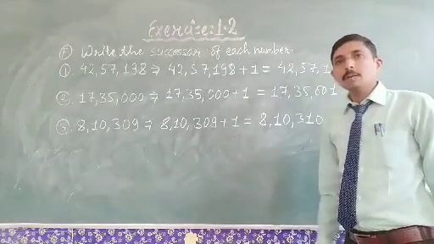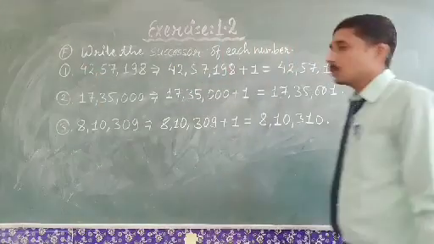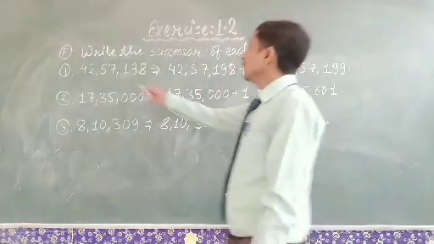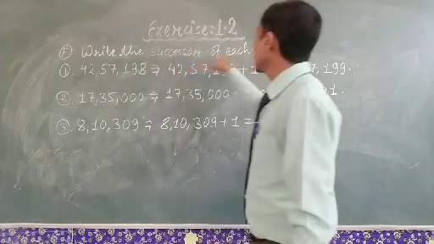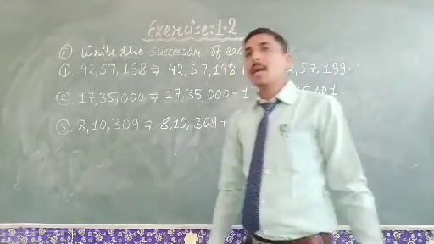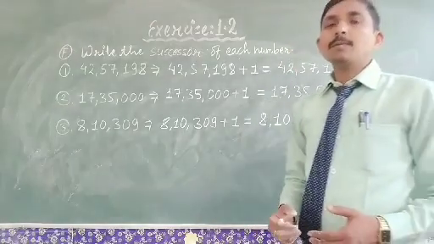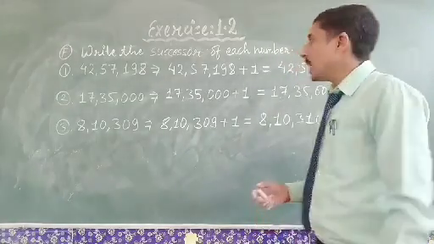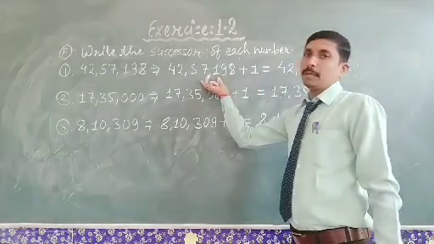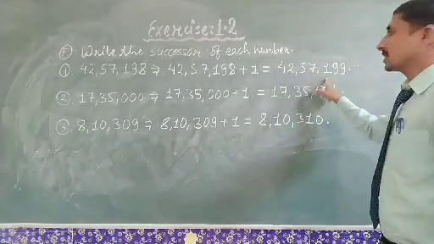Okay, now we come to question number F of the same exercise. In question number F, you see we have to write the successor of each number. How we can find successor of any number? When we have to find successor of any number, we have to add 1 to the given number. When we add 1 to the given number, we get its successor.